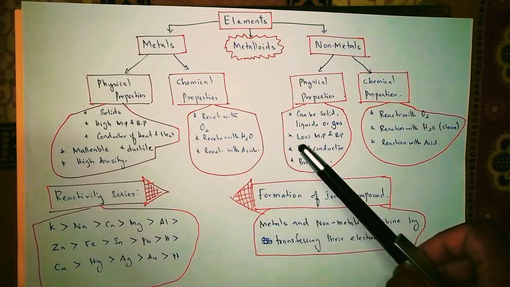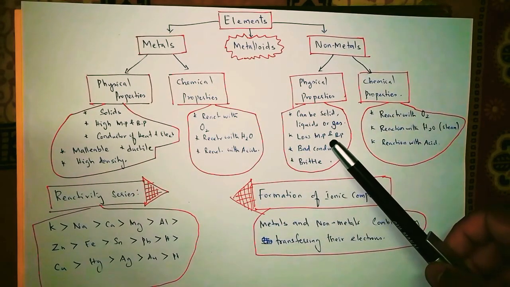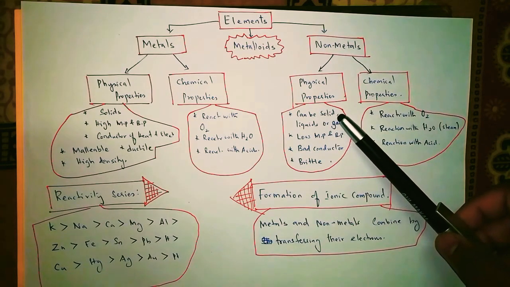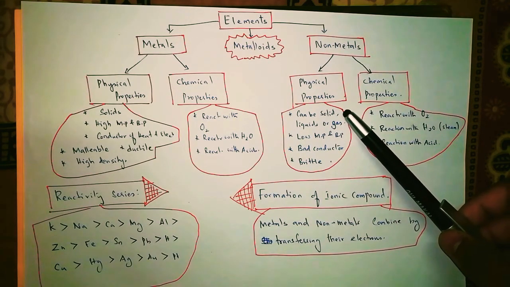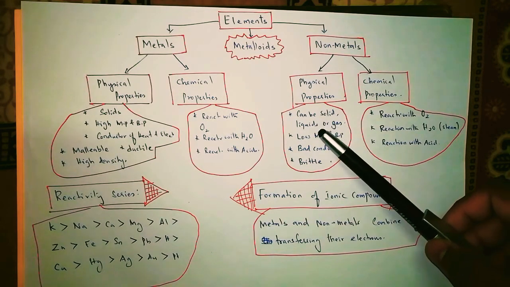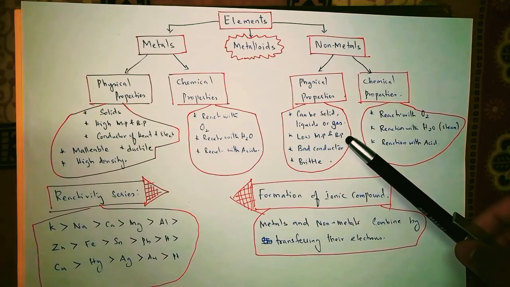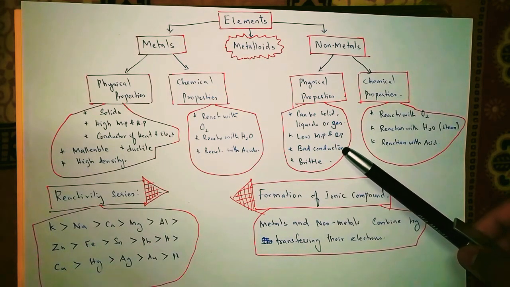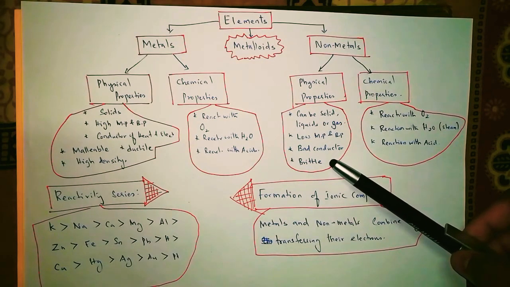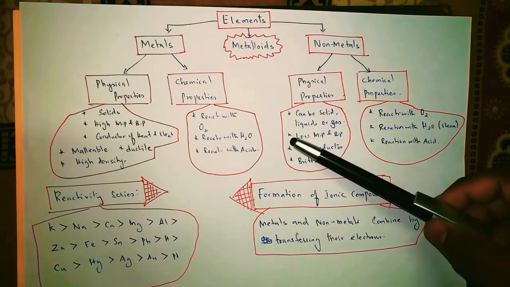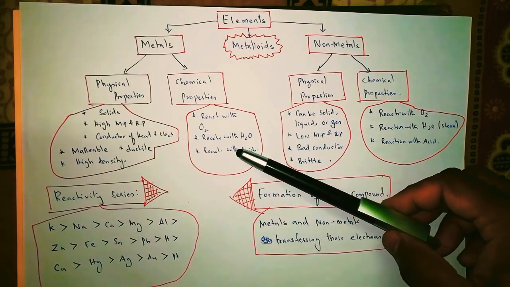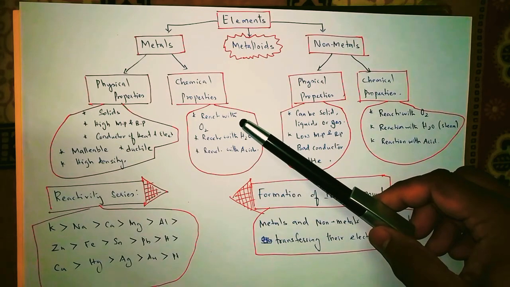When we compare with the physical properties of non-metals, non-metals are not always in the solid state; they can be in gaseous as well as liquid state. They have very low boiling and melting points. They are bad or poor conductors of heat and electricity. They are easily brittle, that means they can be broken into pieces.